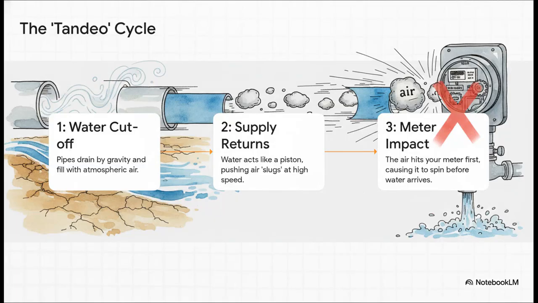So where is all this air coming from? Well, in places like Baja California Sur, it's a direct result of something called the tondeo system. That's a fancy word for water rationing, where the supply is cut off and then turned back on, over and over. When the water's off, the pipes drain and fill up with air. Then, when the supply returns, that rushing water acts like a giant piston, ramming those pockets of air, those air slugs, through the system at insane speeds, and your meter is the first thing that gets hit.